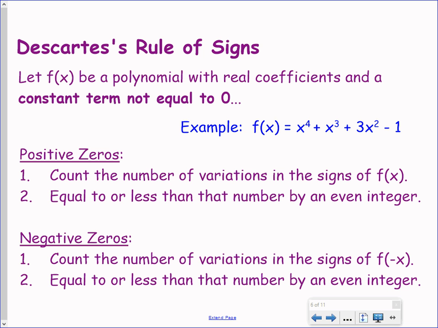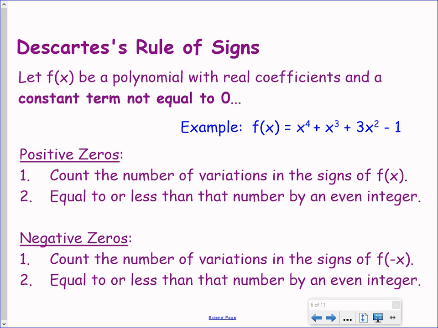If the constant term were equal to 0, every single term of your polynomial would have an x in it. And then in order to be able to do Descartes, you would have to factor out the x first and then go to the inside polynomial. Okay, so you could do it, and same for the rational zero test. Factor out that x and then just start over with that new polynomial.